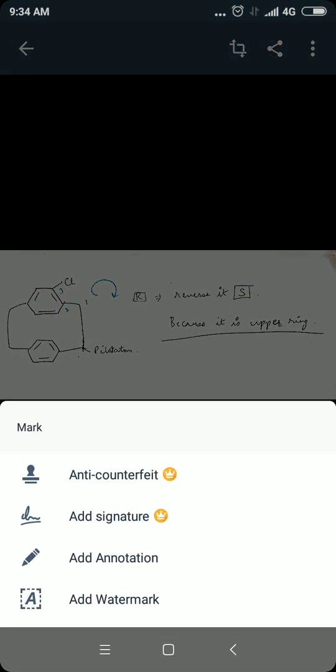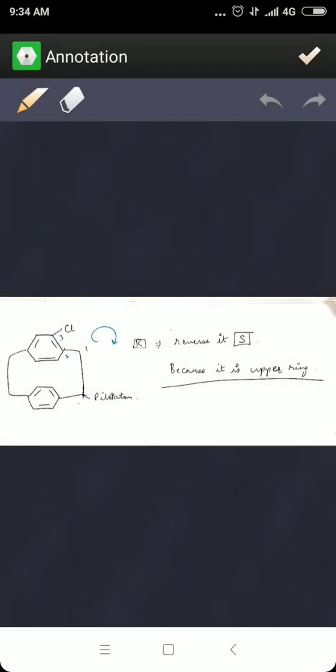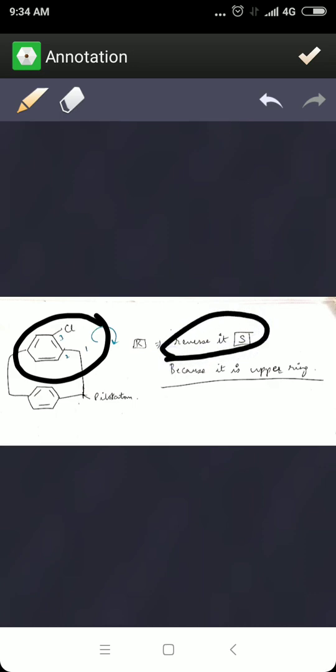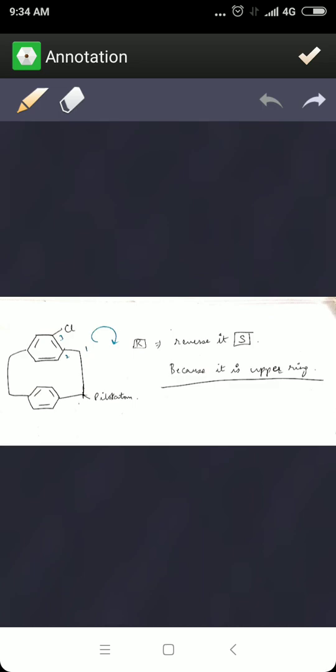See, in this example, the pilot atom is on the upper benzene ring. Okay, so whenever you have a substituent on the upper benzene ring, then always you reverse the configuration. See, first let us start with the numbering. Chlorine is there in the substituent, so hence this becomes your pilot atom, and you're going to number 1, 2, and 3. So it should be R, but since it is on the upper ring, you're going to reverse it and give it as S.